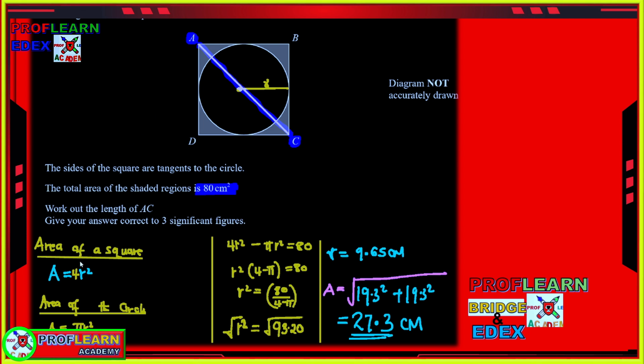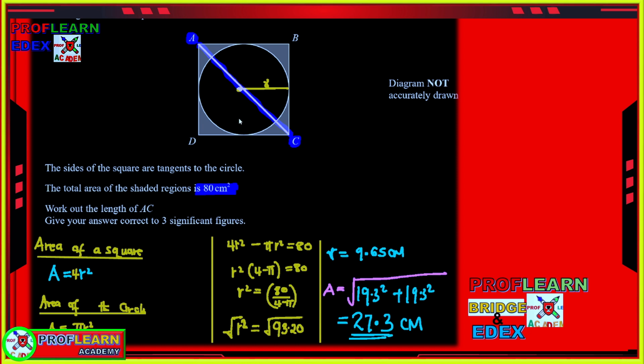What I decided to do is first to find the area of the square, so I let the radius be r. If the radius is r, it means the side of the square is going to be 2r. So the area of the square is 2r times 2r, which is 4r squared. The area of the circle will be pi r squared, and if you subtract, you are going to have this equation. If you work out this equation, put the like terms together and find the square root, because this is r squared, you are going to get r being 9.65 centimeters.